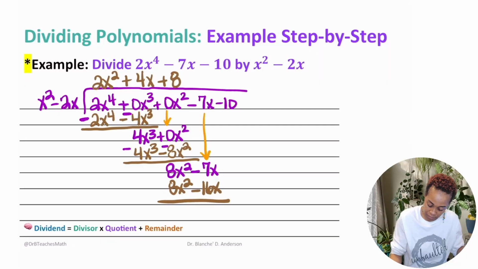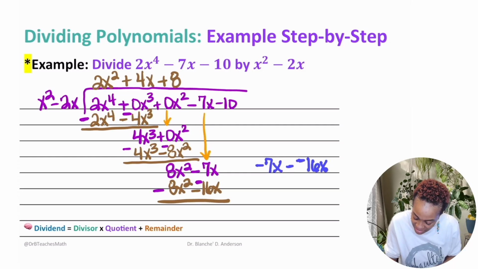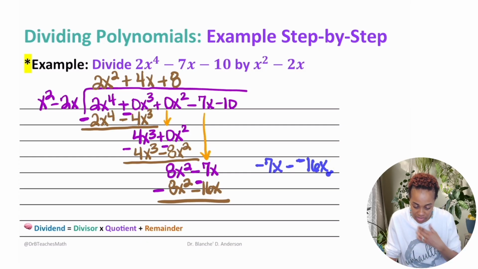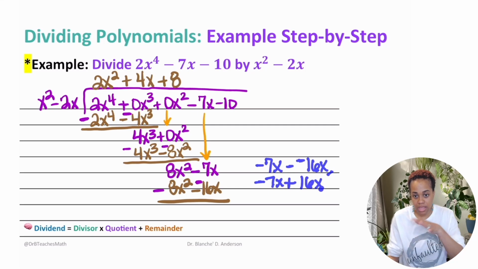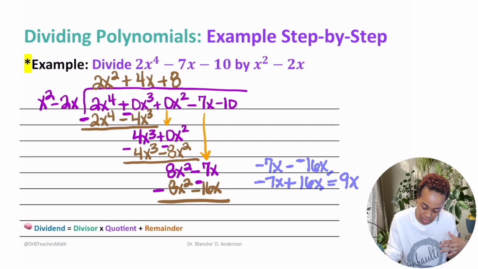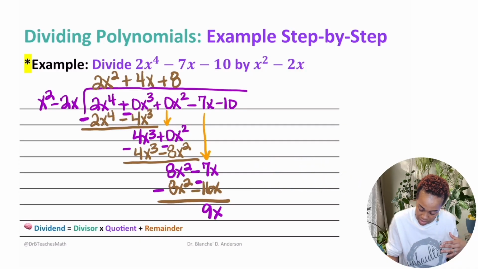Everybody gets subtracted. 8x squared minus 8x squared. And then here we have a minus 7x minus a negative 16x. Y'all see that? Negative 7x minus a negative 16x. So that's really a minus 7x plus a 16x, because the negative and the positive, that's just going to give us what? Yeah, a 9x. Okay, cool beans. This is going to be 9x, and then we bring down that minus 10.